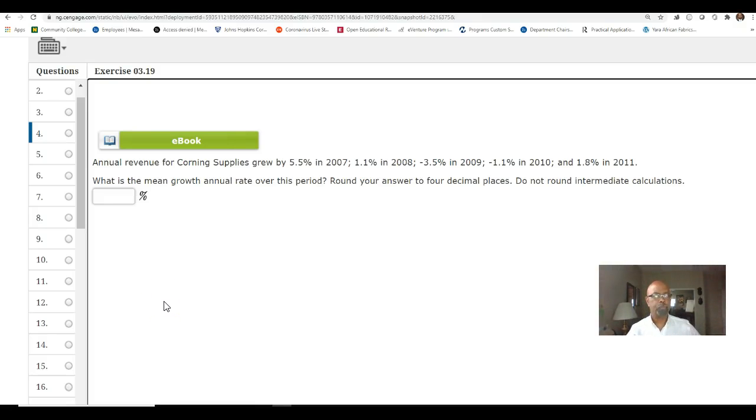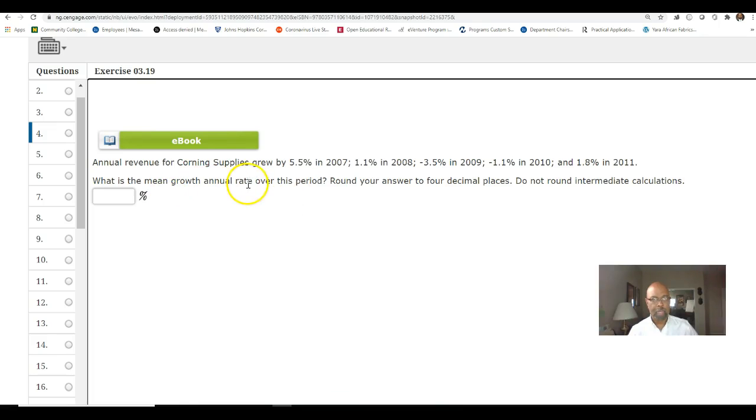Okay, we're looking at a problem which is problem 4 in the chapter 3 assignment. We're given information that the annual revenue for Corning Supplies grew by certain percentages over a 5-year period: 5.5%, 1.1%, a negative 3.5%, negative 1.1%, and a positive 1.8%. And these are revenue growth rates, which is another way of saying annual return rates. So they want to know what is the mean annual growth rate over this period.